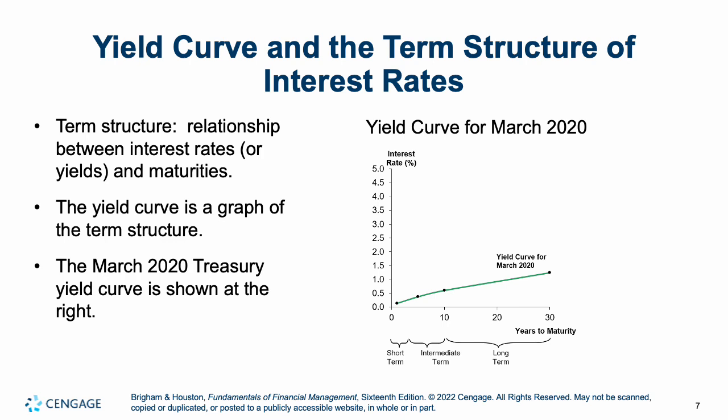If we look here, the yield curve shows us the change in rates over time. So it's the relationship between interest rates, yields, and maturities, and it's a graph of the term structure. In March of 2020, that's what the Treasury or government security yield curve looked like, going from the short term, less than a year, rising up to 30-year government securities. So in this case, as you can see, the rate was increasing as time went up. As time goes up, we draw an arrow here, interest rates were climbing as well.